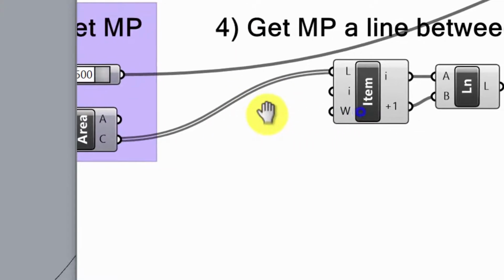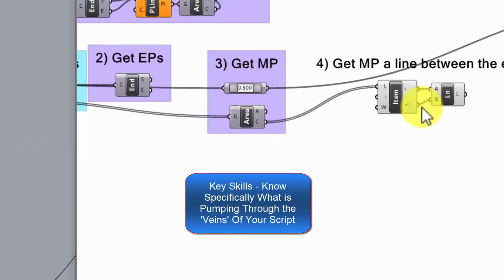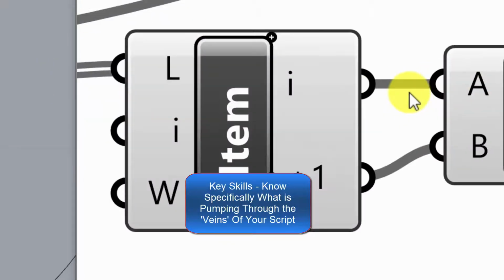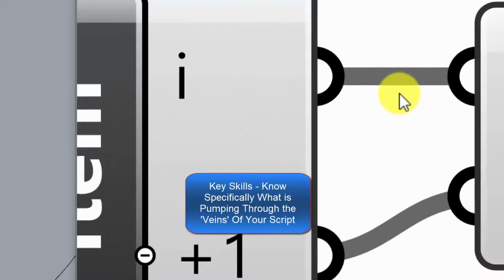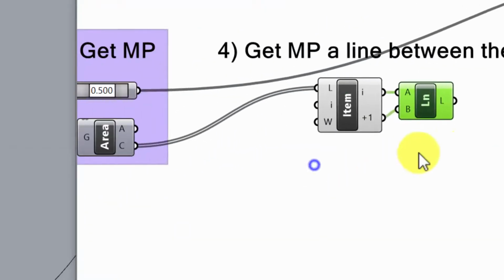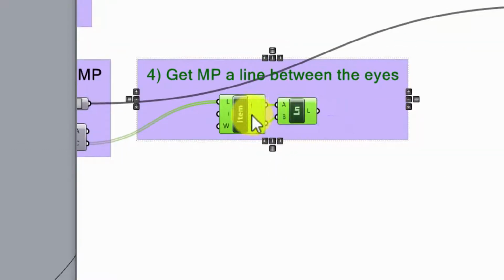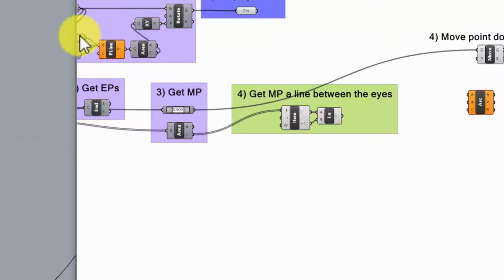So let's not go into that too deep. By the way, when using lists for the first time, keep an eye on the color of your wires. In this case, I have a hollow wire. That means it's a list of information pumping through the veins of my script. In every other case in our script, it's a solid wire like this, which means it's one item. So Grasshopper is really trying to help you out by doing that, so try and take note of these things.